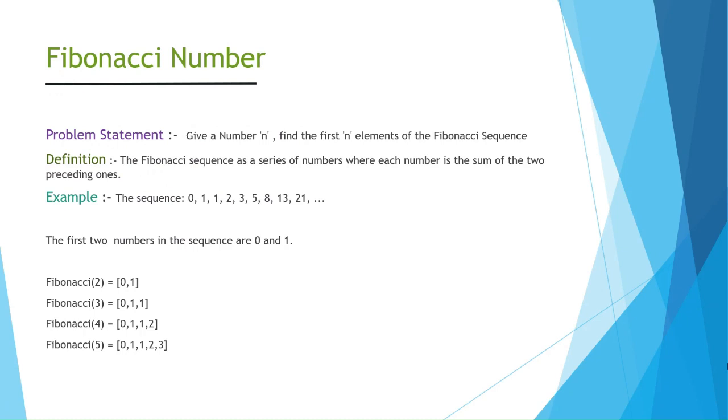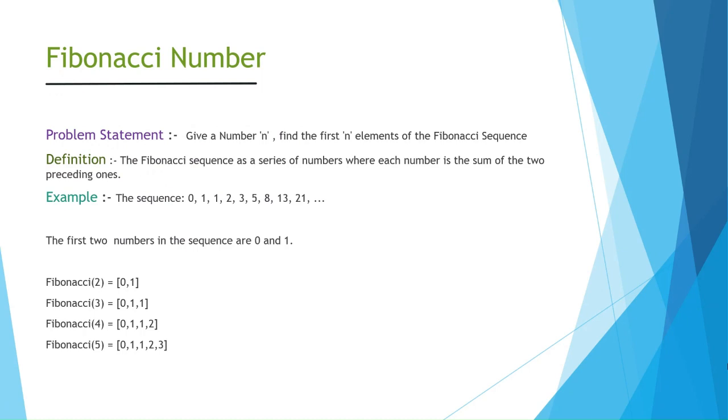Let's start. In the problem statement, you can see that we are given a number and need the first n elements of the Fibonacci sequence. First of all, we need to know the definition. As I already told you, but to revise, I can write this definition here. The Fibonacci sequence is a series of numbers where each number is the sum of the two preceding ones. Here in the example, you can see the sequence 0, 1, 1, 2, 3, and so on. Below, we have the two numbers of the sequence, 0 and 1, which are the starting numbers.